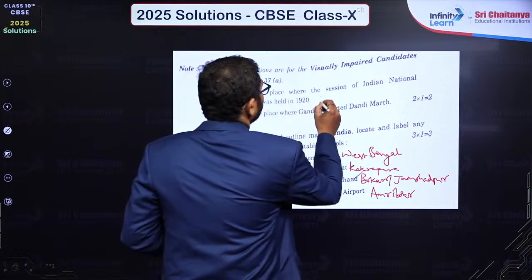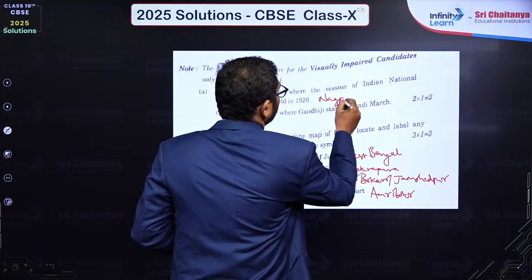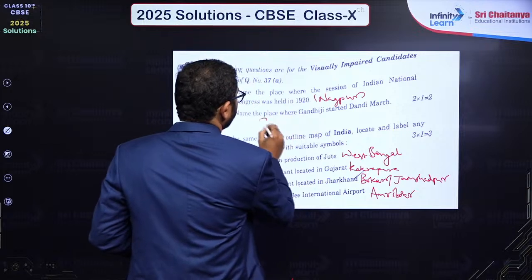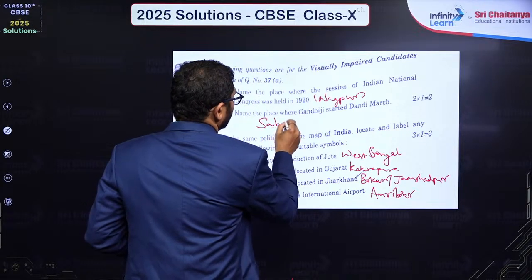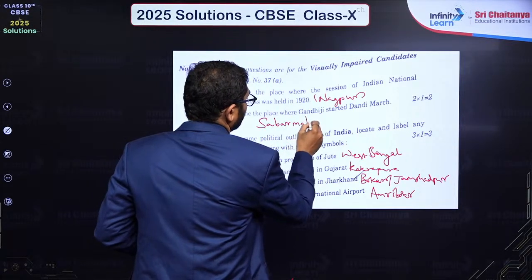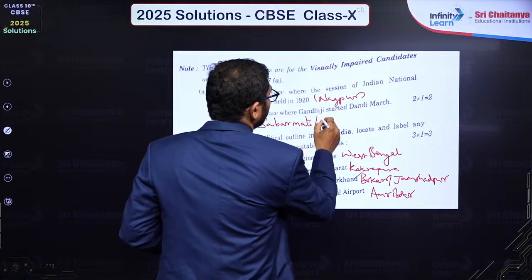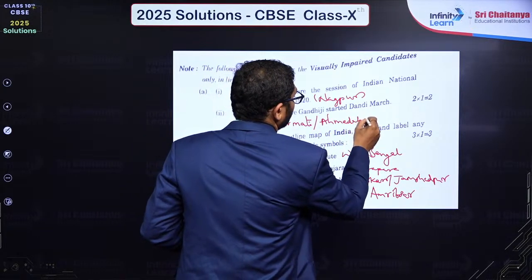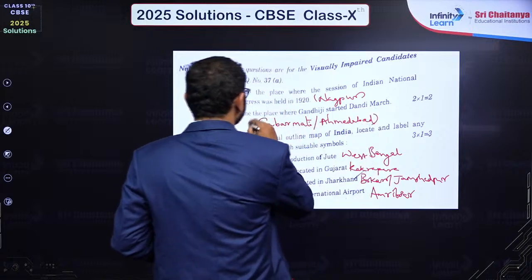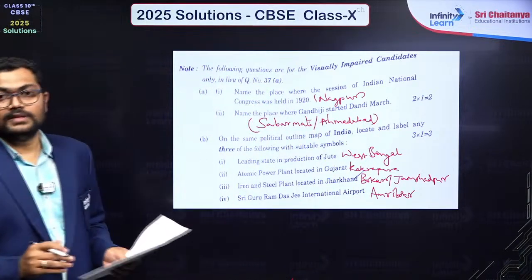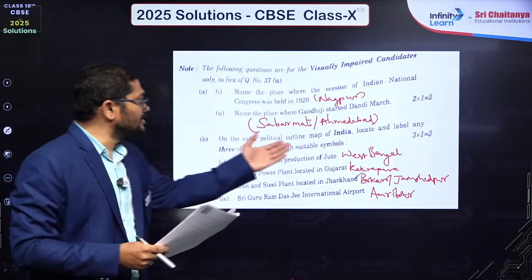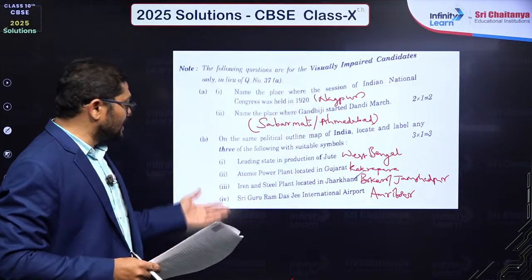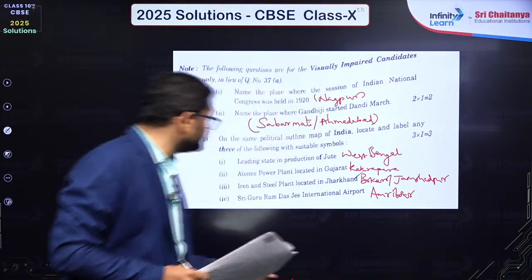So for this we have Nagpur on the map, and for the next one we can write Sabarmati or Ahmedabad. So like this we have the map pointings. Whether you write Sabarmati or Ahmedabad, both are fine, no problem. So like this we have the map pointing.